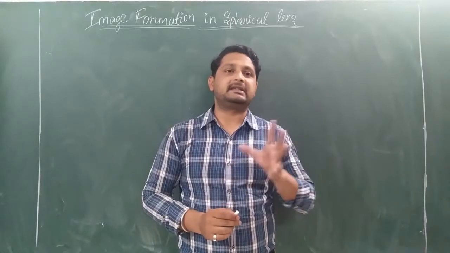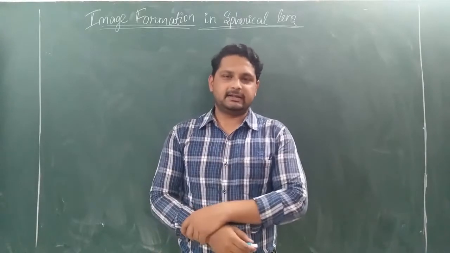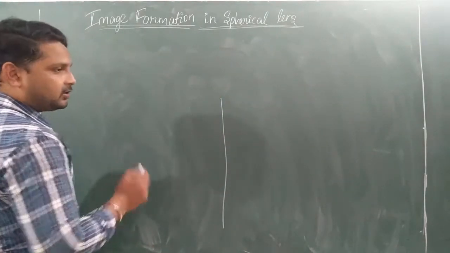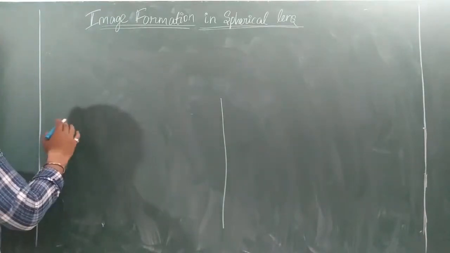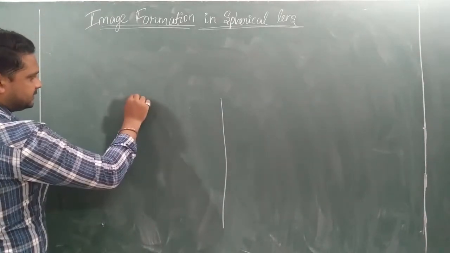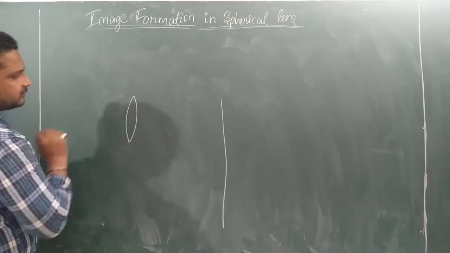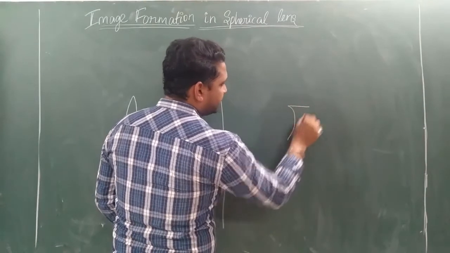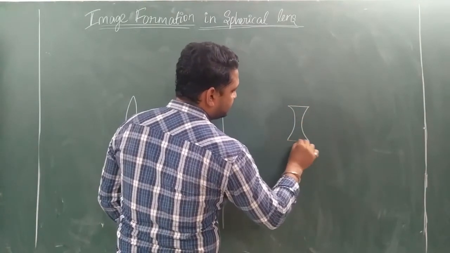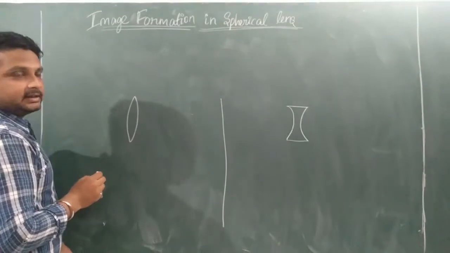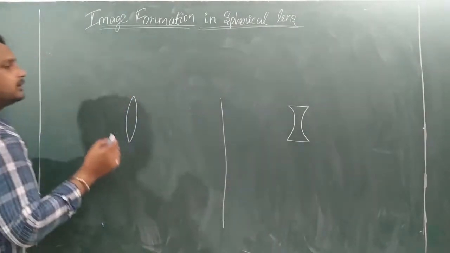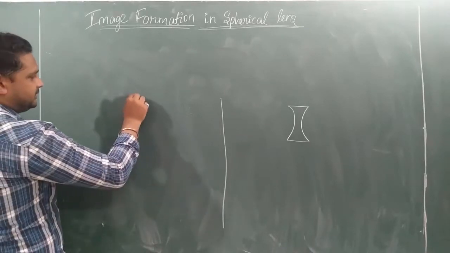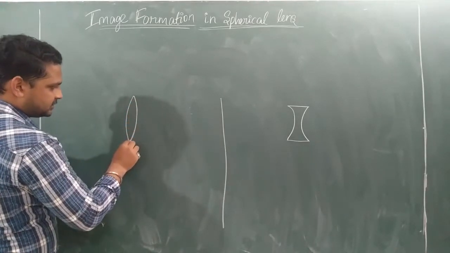So let's study some of the basic terms related to this lens. As I said, we are only going to study biconcave and biconvex lenses. So this is a biconvex lens, which we call a convex lens, and this is a biconcave lens, which is just called a concave lens. Understood? Good.